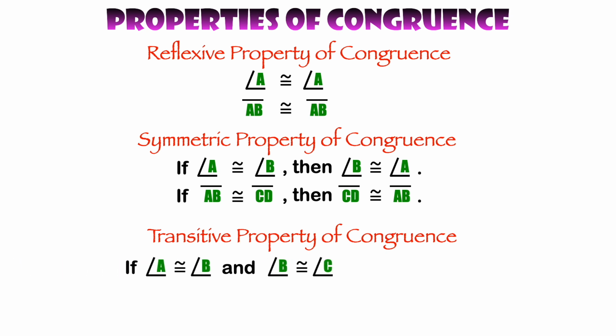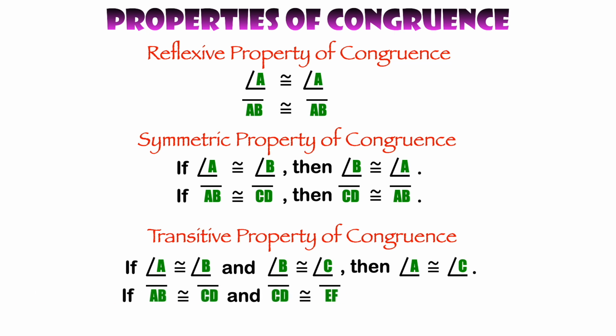And yung pangatlo, yung transitive property of congruence. If angle A is congruent to angle B, and angle B is congruent to angle C, then we can conclude that angle A is congruent to angle C. If segment AB is congruent to segment CD, and segment CD is congruent to segment EF, then we can conclude that segment AB is congruent to segment EF.